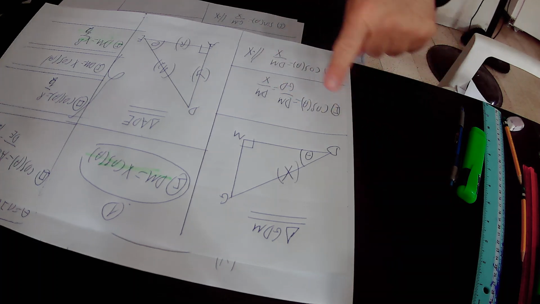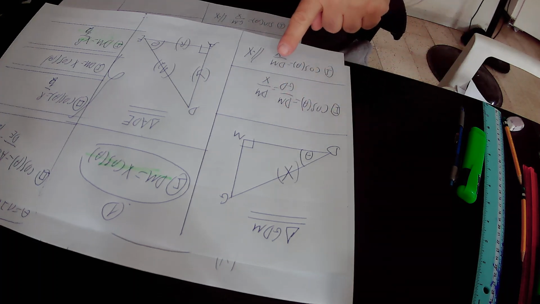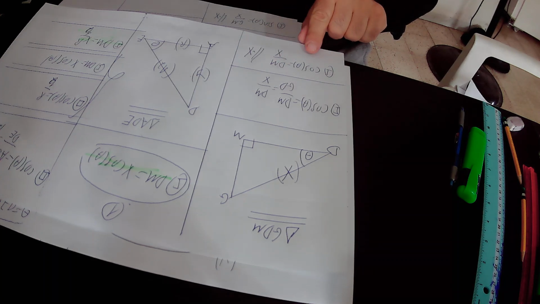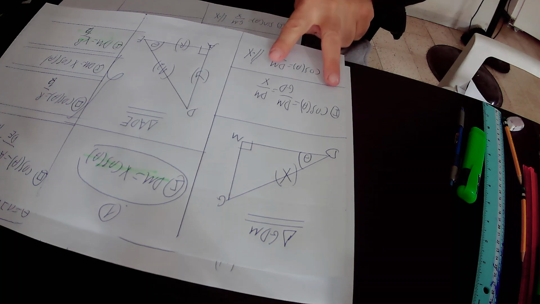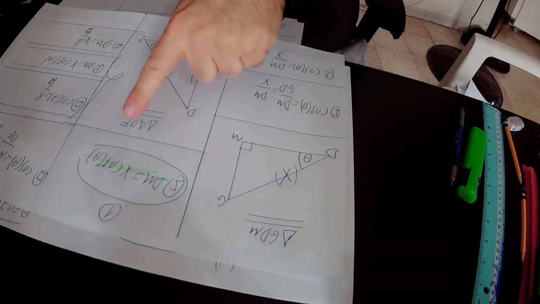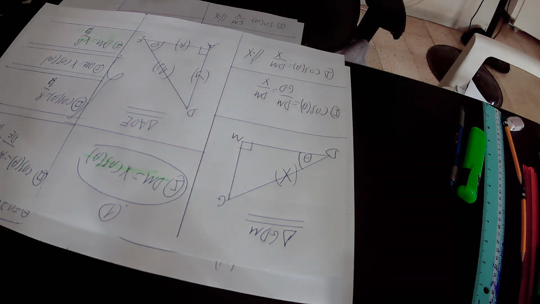DM is the missing side, so we leave it as it is. GD is x, therefore we substitute GD by x. So in conclusion, cosine theta equals DM over x. Here we multiply this equation 1 by x, and finally find out that DM equals x times cosine theta. Again, according to equation 1, DM equals x times cosine theta.